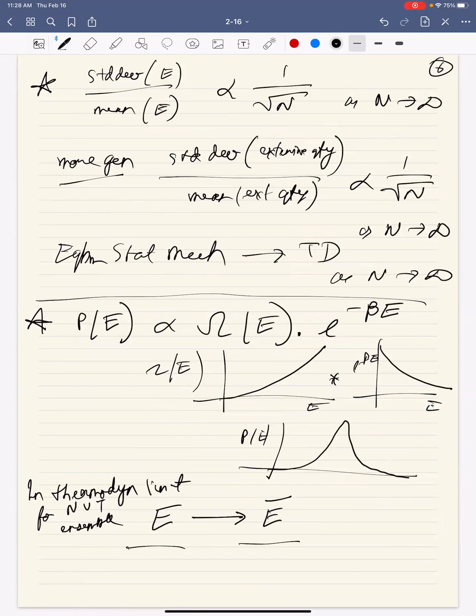In the NVE ensemble, that's a given, right? In the NVE ensemble, we have fixed the E, so there is no problem. Here also it does that. So now let's use this to think about the Helmholtz energy in a canonical ensemble, in the NVT ensemble. We want to think about it in the thermodynamic limit.